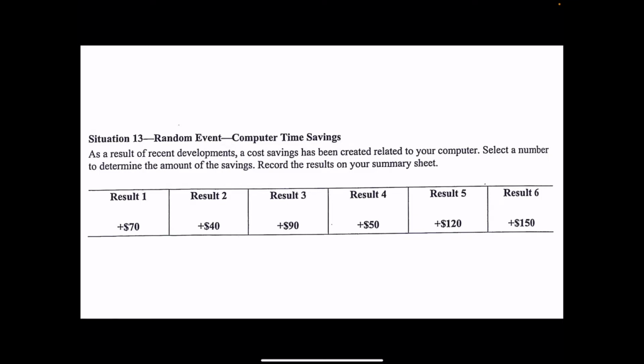Situation 13 is computer time savings. As a result of recent developments, a cost saving has been created related to your computer. Select a number to determine the amount of savings. Record the results on your sheet. When I pull out a purple card, it is number 2. So result 2 is plus 40. So in situation 13, you write down number 2 and plus $40, and then figure out your balance.